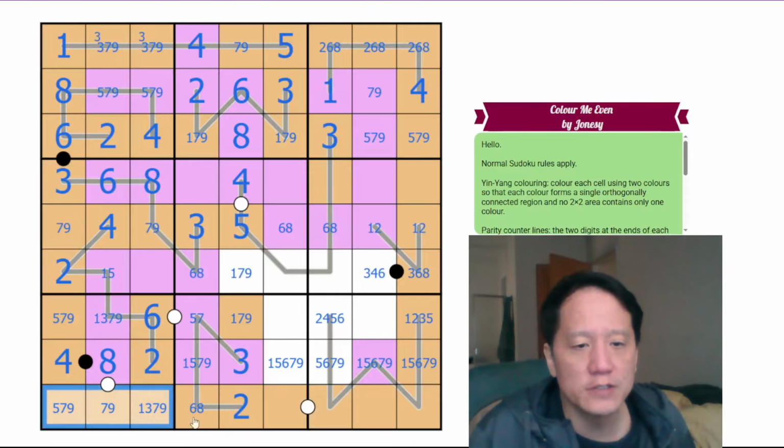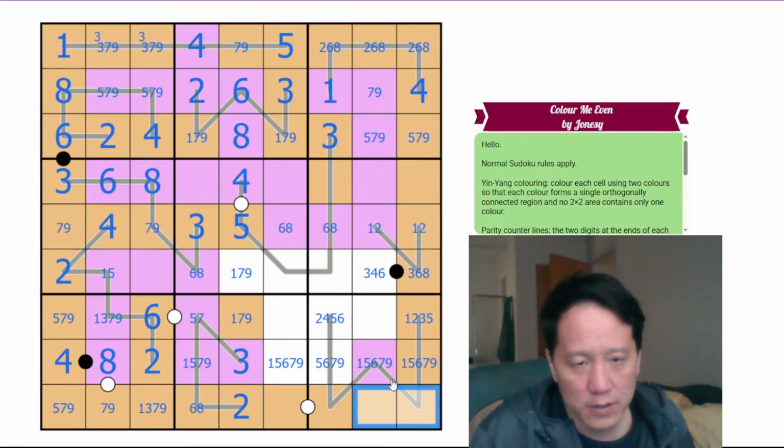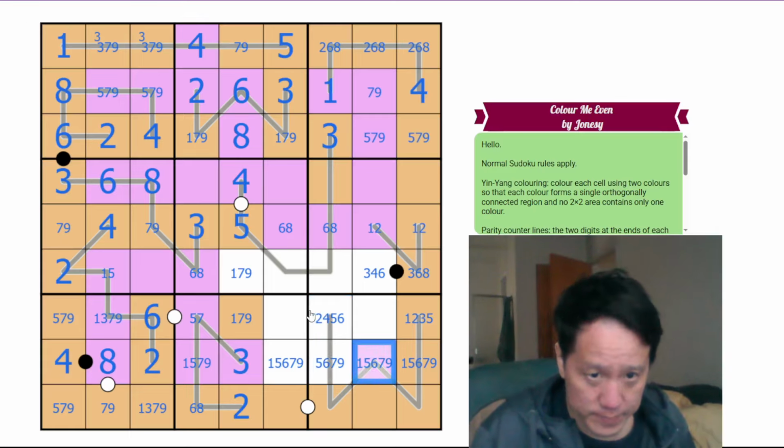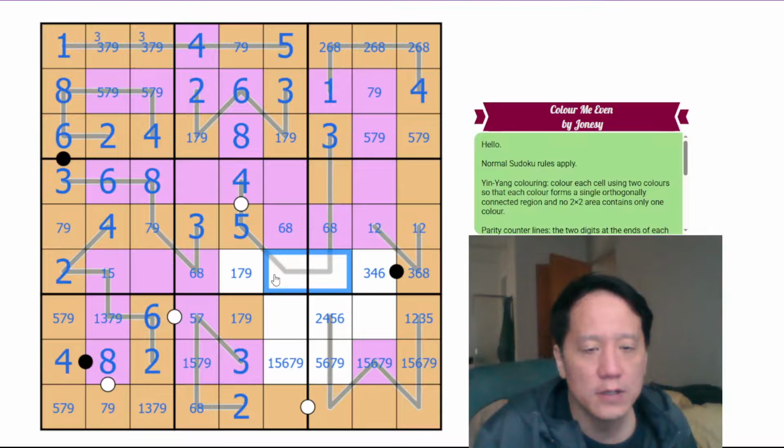We have 3 odd digits here, 2 even, 1 odd and 1 even here. So this is 1 odd and 1 even here. Okay. That's not very helpful. We have 3 odds already here. We have to have at least 1 more pink. It has to be 1 pink and 1 orange here in some combination.